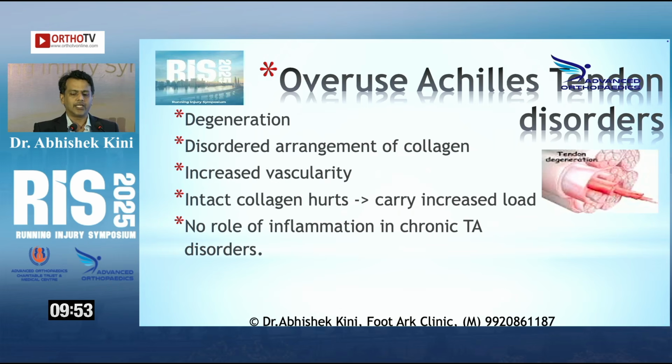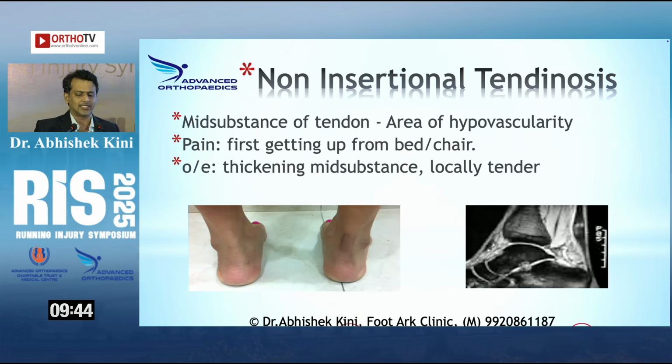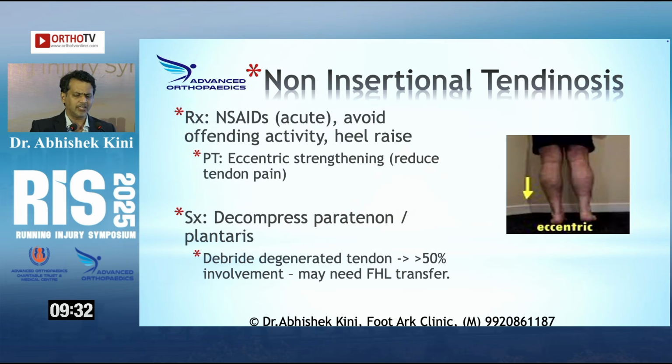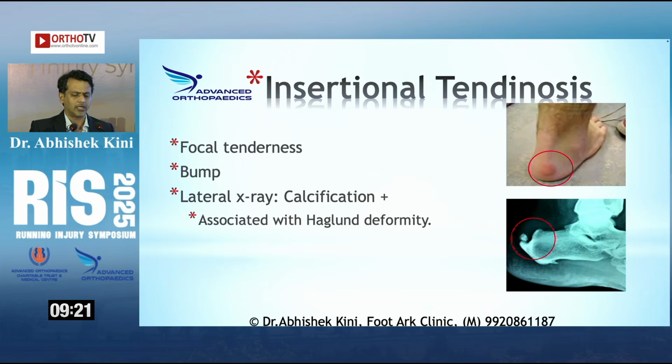Next common things are heel pain, that is the Achilles tendon disorders. Because it is more of degeneration, it's more of tendinopathy or tendinosis and not tendinitis as it used to be called. It could be mid-substance or insertional, and mid-substance is very common in runners because of the loading pattern on the heel. Treated with NSAIDs acutely, followed by physical therapy with eccentric strengthening to reduce tendon pain, and very rarely it needs a surgical decompression. It could be done arthroscopically again.